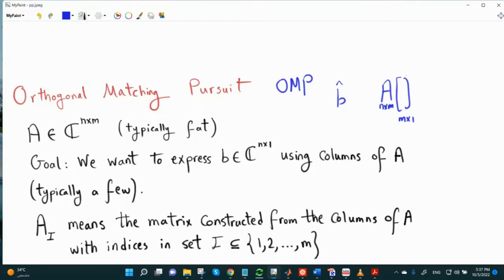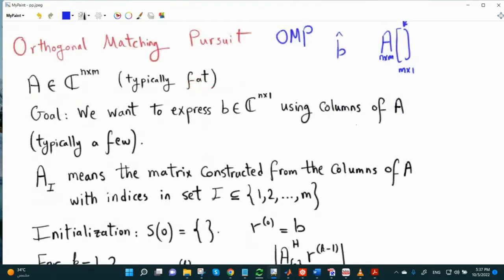But we want a sparse representation. We want this vector to be sparse, which means that we want a few non-zero components in that vector. So the task is that we want to express B, or a model of B, or an approximation of B, using a small number of columns of matrix A. Now, one way of doing this is the orthogonal matching pursuit algorithm.